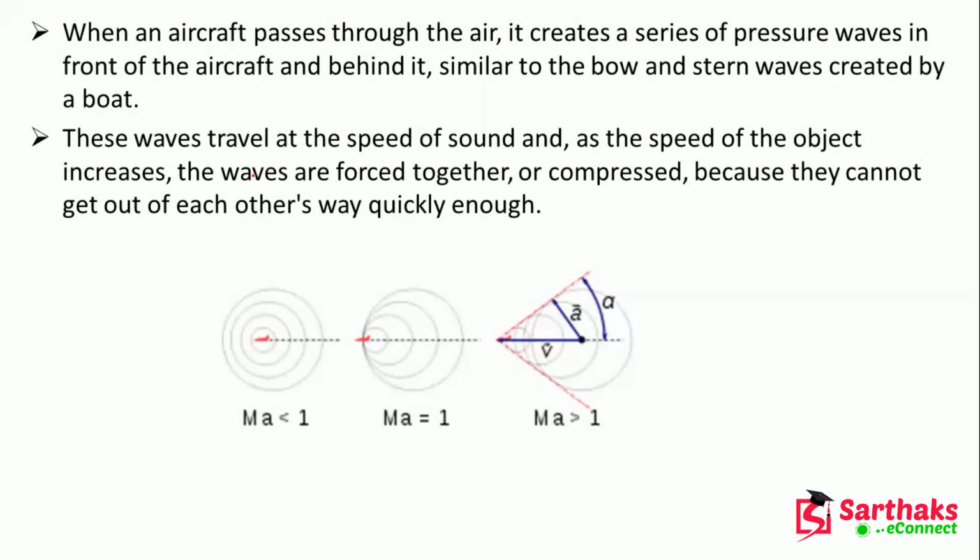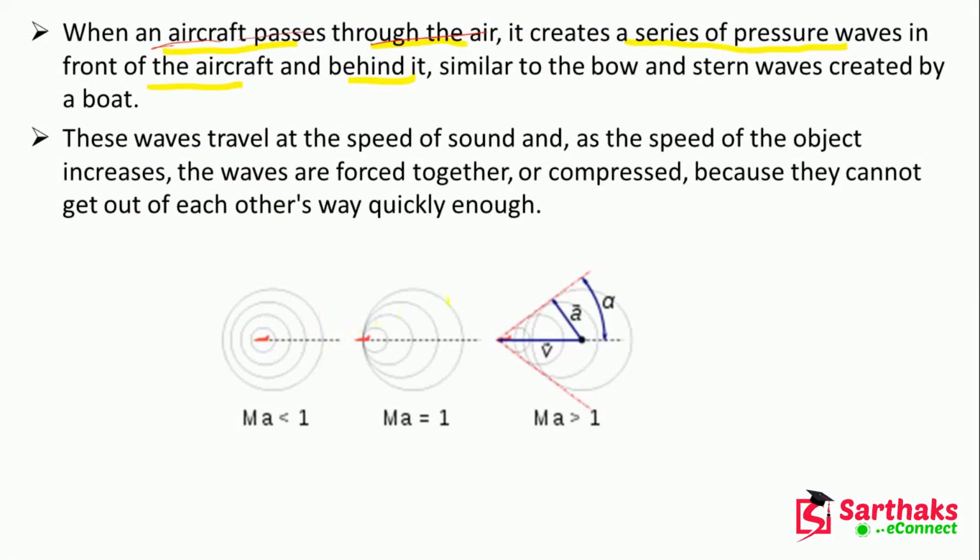So the aircraft also, whenever it passes through the air, creates a series of pressure waves in front of the aircraft and behind it also. These waves travel at the speed of sound, and as the speed of the object increases, the waves are forced together or compressed because they cannot get out of each other's way quickly enough.